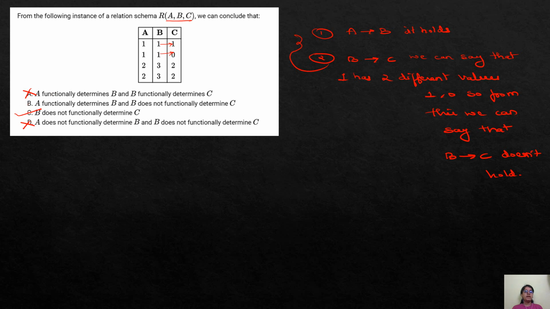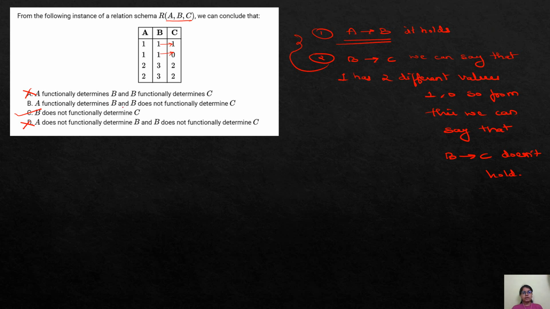We have to conclude between B and C. Let's go for B. What can we say about B? A functionally determines B. This is for the particular instance, the particular table, where we can say A functionally determines B. But in the future, values may be added in A and B. At that point of time we can't say that this relationship will hold. So from a future perspective, we can't say whether A determines B will hold or not.